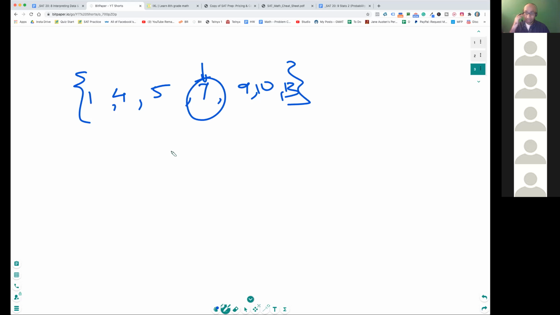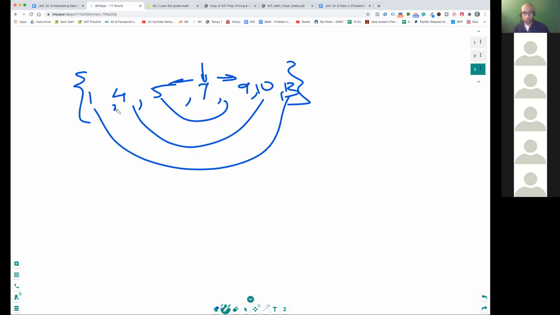Okay, so remember, they might check you for this. You see how it's going. If this guy and this guy are away equally, then their average is 7. This guy and this guy's average is 7, and this guy's average is also 7. 1 plus 13 divided by 2 is 7, right? So you can group them together like this, and they are all going to be 7.